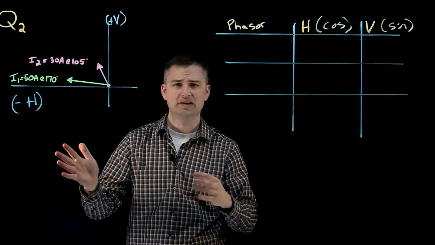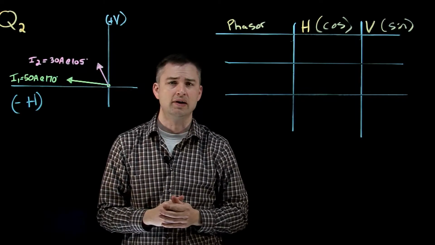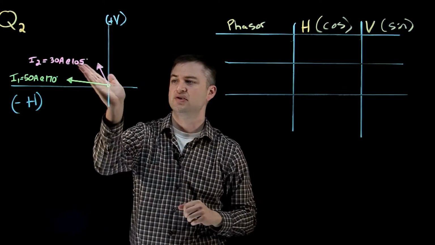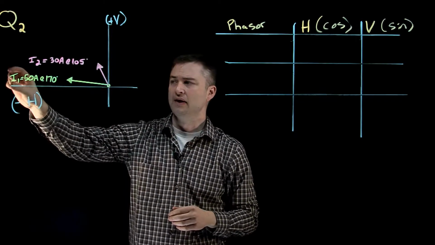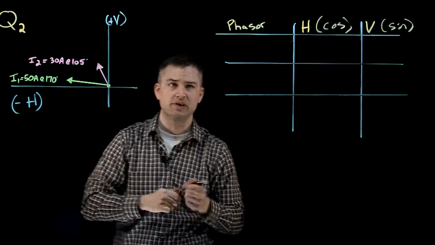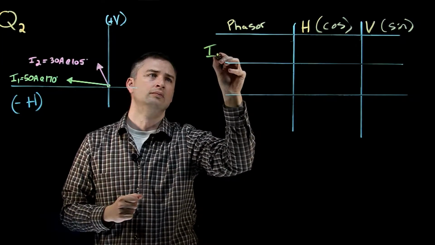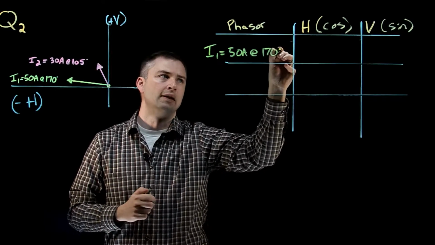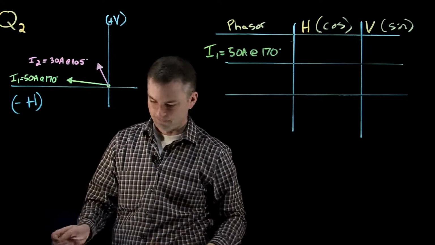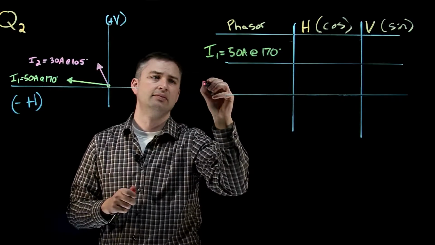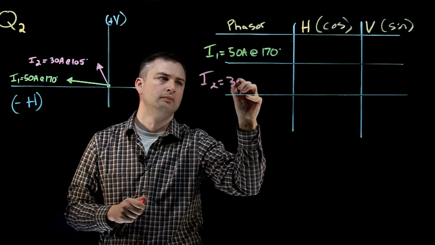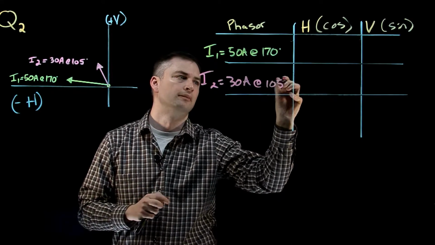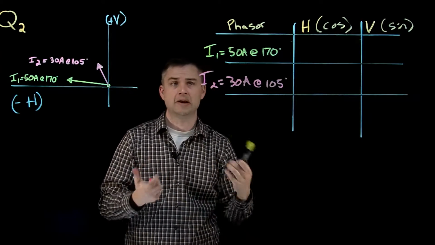The first thing we've got to do is plot our phasors onto our HV chart and solve for it, and then we will figure out what the new resultant current is. We have I1, 50 amps at 170 degrees, and then we have I2, which is 30 amps at 105 degrees. Really, it's just a matter of plug and play now.